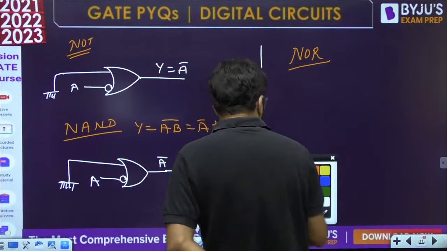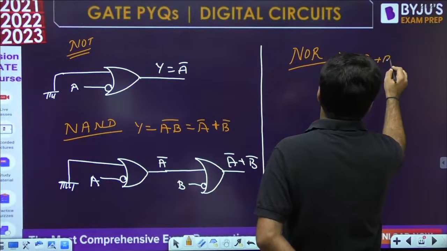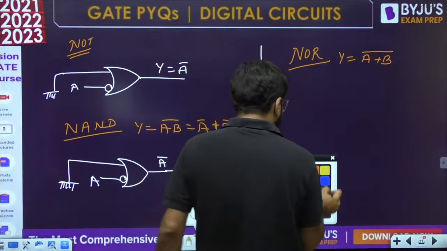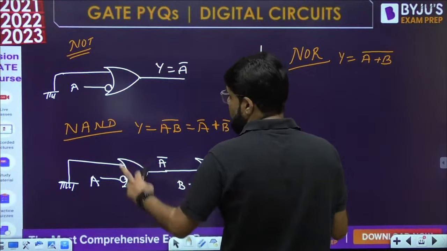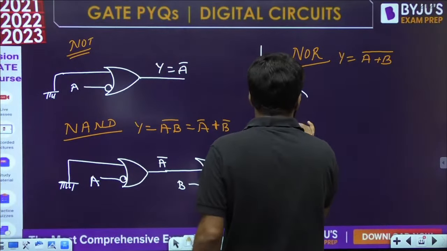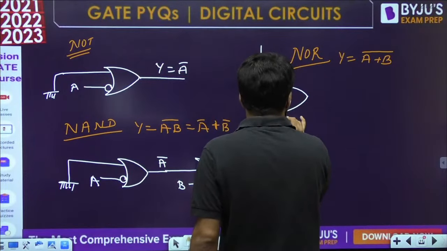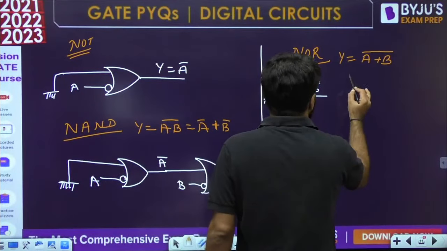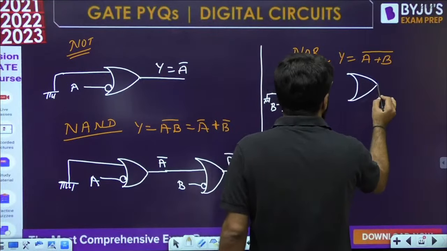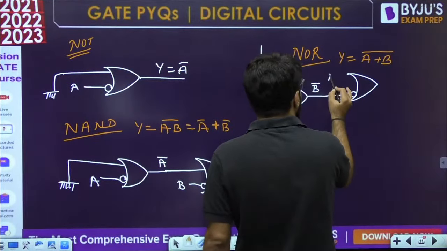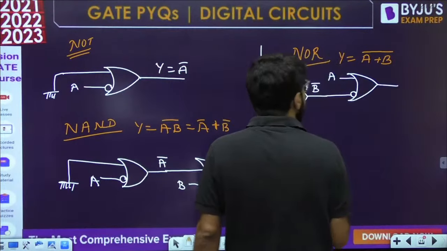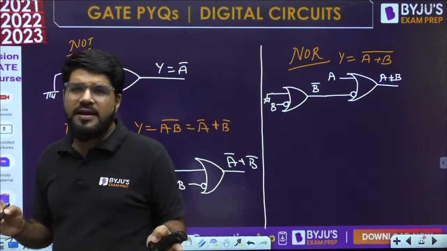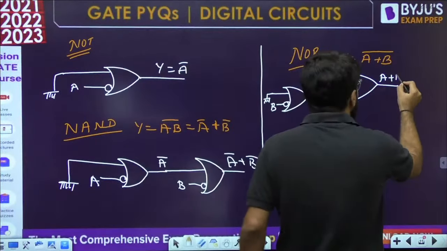What we know about NOR: NOR is A plus B whole complement. I don't want B bar, I want A plus B first of all. First we do the OR here. So I'm again going to use a NOT gate, and I'm going to NOT B first. This gives me B bar. Then again I will use the gate D. To the bubbled input, I will feed B bar, and to the regular input, I will feed A. So this is A plus B bar bar, which will be B. So I have already implemented an OR gate. It is A plus B.